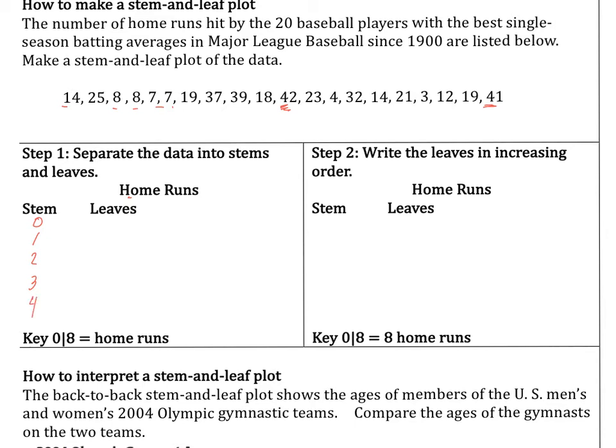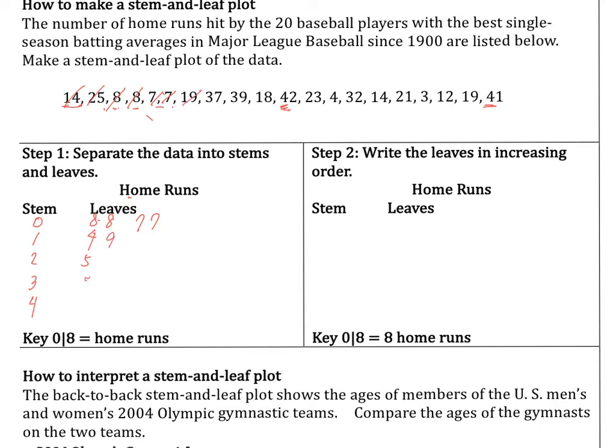Okay, and now I'm going to start from the first value, 14. It starts with 1, so I'm going to put the 4 here as my leaf. And then 25, I'm going to put the 5 here as the leaf. And then 8, well, it doesn't have a tens place, so I'm going to put 8 here, 0 | 8. I'm going to start crossing these out so I don't leave one out. And then we have 7, 7, and then 1, 9.